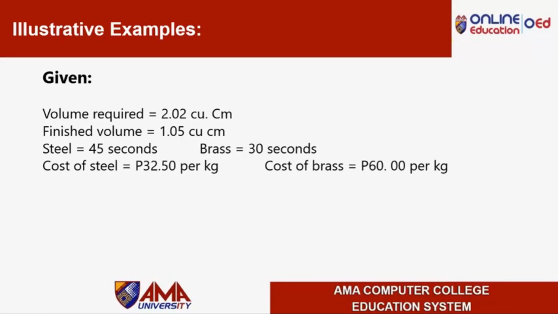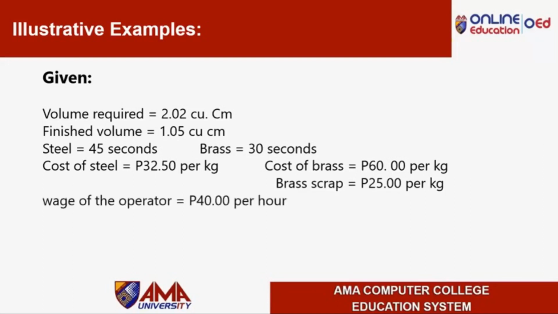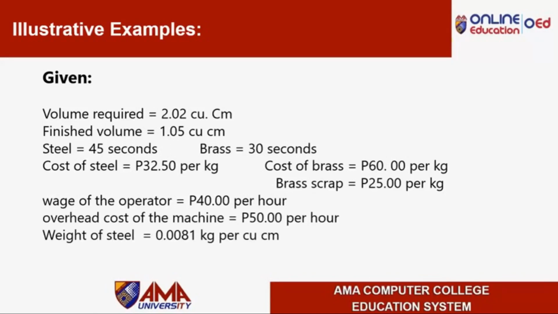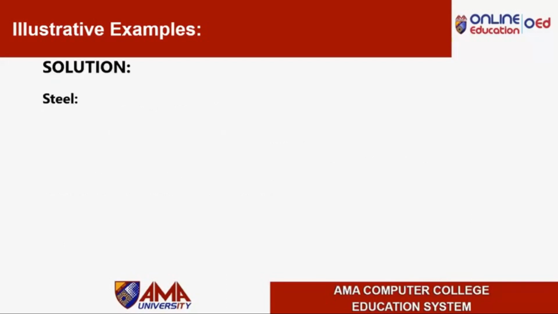Then let's go to the cost. The cost of the steel is 32.50 per kilogram, while the cost of brass is 60 per kilogram, plus the brass scrap is equal to 25 per kilogram. Then the wage of the operator is 40 pesos per hour, and the overhead cost of the machine is equal to 50 pesos per hour. Now for the weight, the steel is 0.081 kilogram per cubic centimeter, and the weight of the brass is 0.088 kilogram per cubic centimeter. Now for the solution.